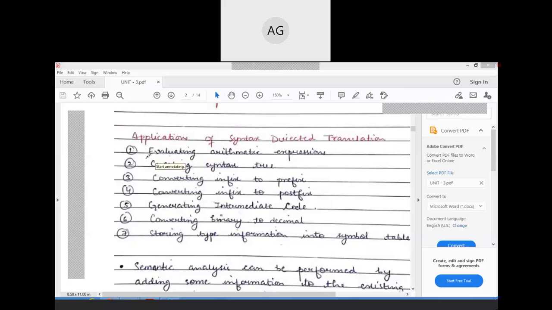These are: first, evaluating arithmetic expressions; then creating syntax trees; then converting inputs to prefix; then converting infix to postfix; then generating the intermediate code, as we already saw in the previous diagram; then converting binary to decimal; then storing type information into the symbol table after the semantic analysis. So these are some of the applications for which we use syntax directed translation. Just remember these applications.